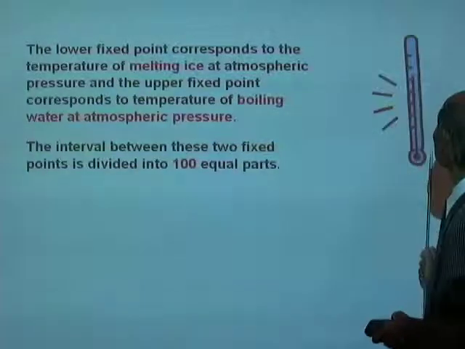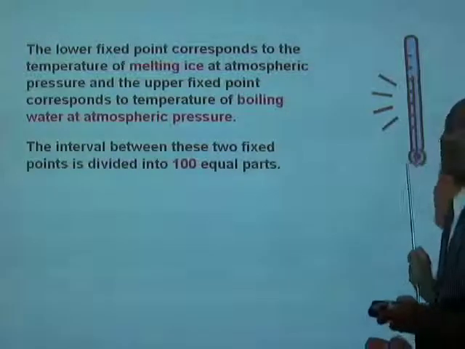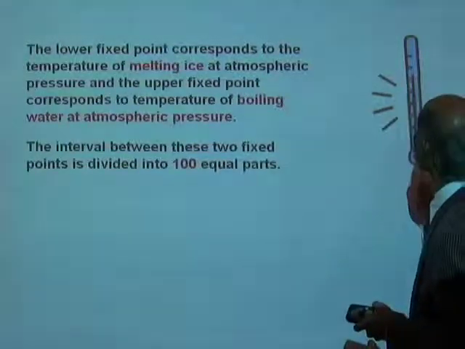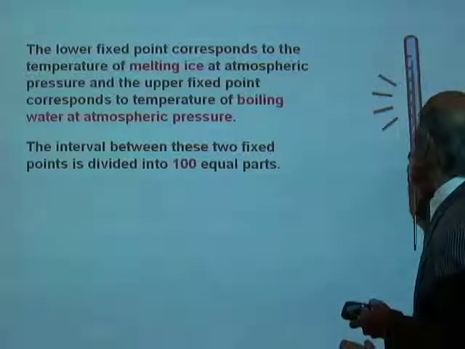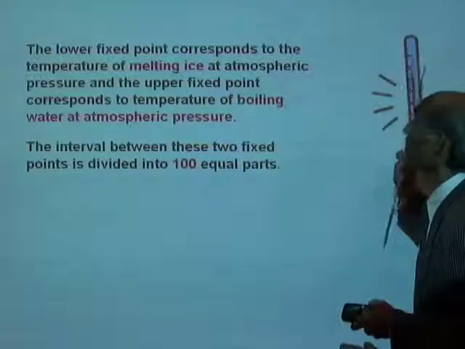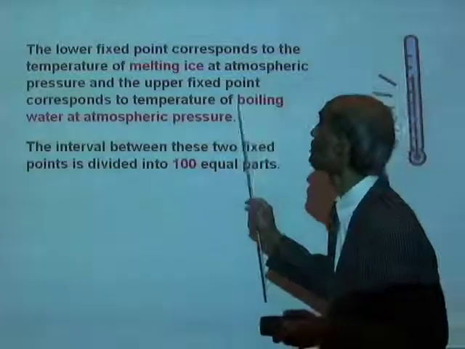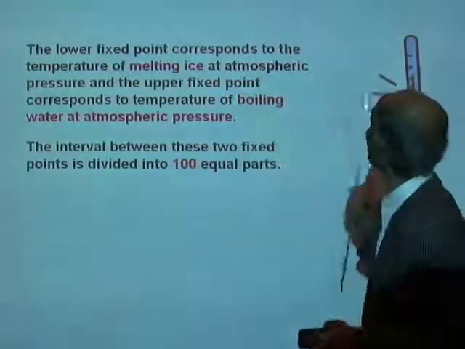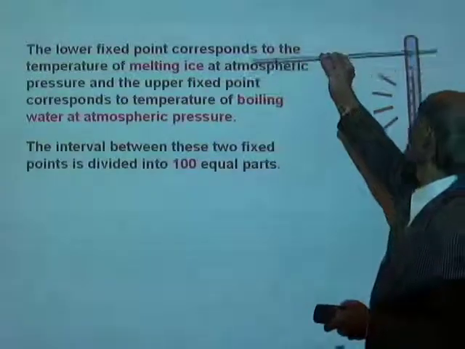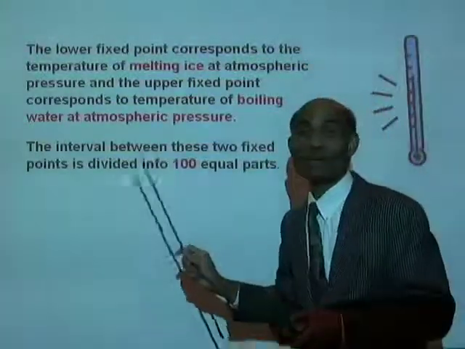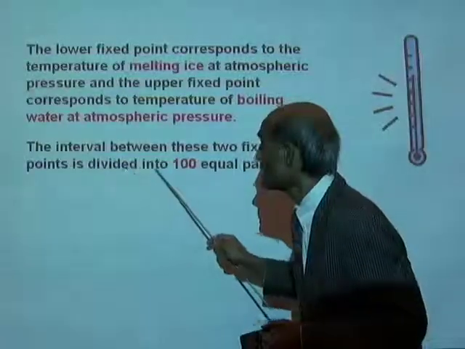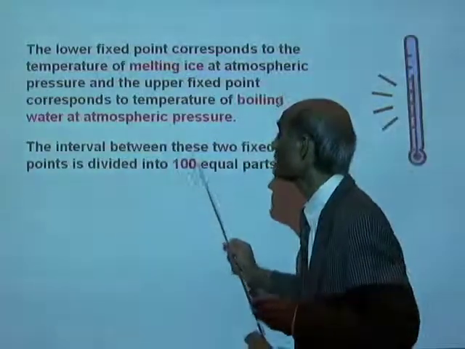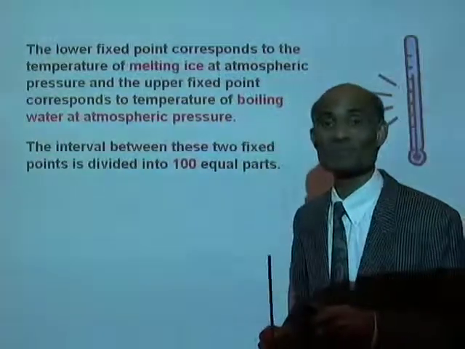That will be 0 degrees Celsius. And similarly, if you cover the bulb in boiling water at 1 atmosphere, the level of mercury will increase and settle down somewhere here, and that will be the upper fixed point. The upper fixed point is the temperature corresponding to the boiling point of water. So you got a lower fixed point and an upper fixed point. In a Celsius thermometer, the interval between the lower and upper fixed points is divided into 100 equal parts.